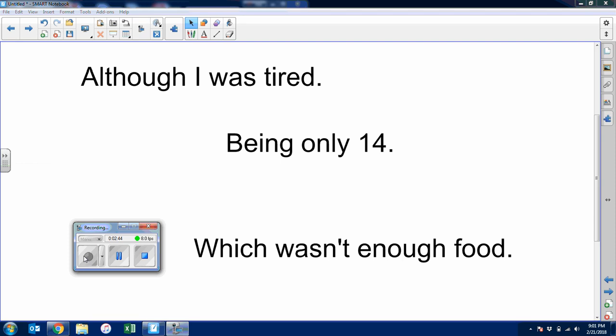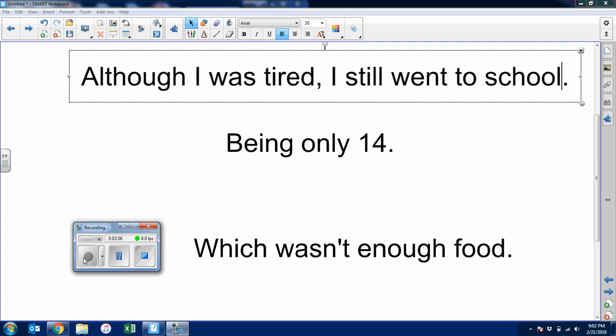Here I have three examples of a sentence fragment. The first one being, although I was tired. The second one is, being only 14, and the third one is, which wasn't enough food. All of these are examples of fragments because they're only half sentences. They're missing something.